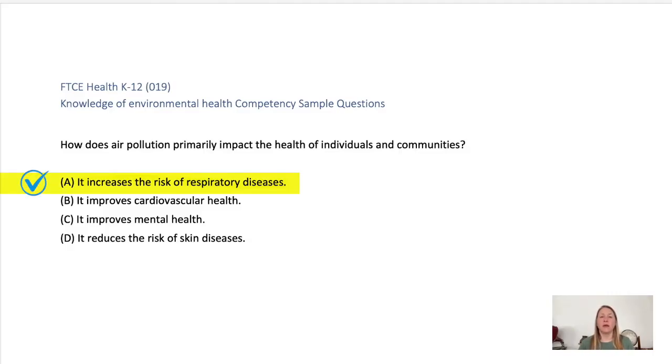The correct answer is A. It increases the risk of respiratory diseases. Polluted air contains harmful particles and chemicals that can damage the respiratory system, leading to conditions like asthma, bronchitis, and other chronic obstructive pulmonary diseases.